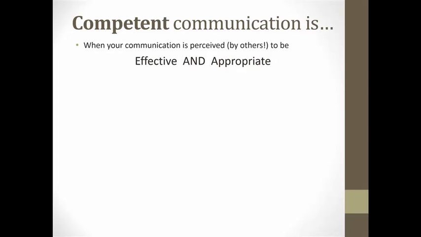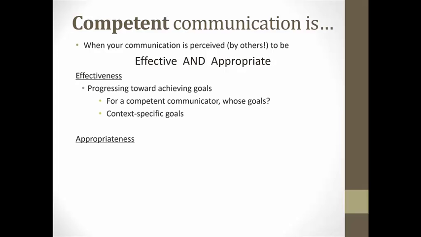All right, so something that does not show up in your book, but is one of the foundational pieces of our class, is this term of competent communication. Right? So what does it mean to be a competent communicator? It means that you need to communicate effectively and appropriately. And when I say this, I mean that other people also have to perceive that your communication is effective and appropriate. This can't just be a, well, I think it is, so it's very important that it's a relational piece. So what is effectiveness and what is appropriateness?